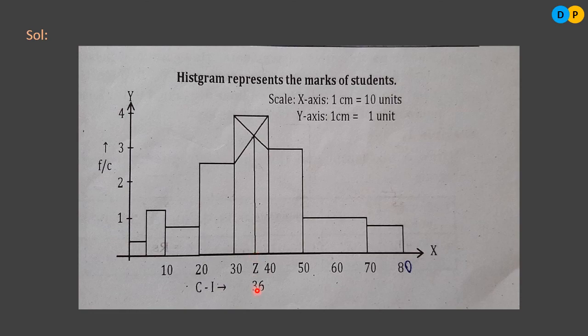So in this case, if you draw the diagram using a graph sheet, then you can say precisely that the mode, the Z value, is 36. We are in the class interval 30 to 40, so Z is coming at 36. So by plotting the histogram, we can find the value of the mode, that is the Z value, which here is 36. Thank you.